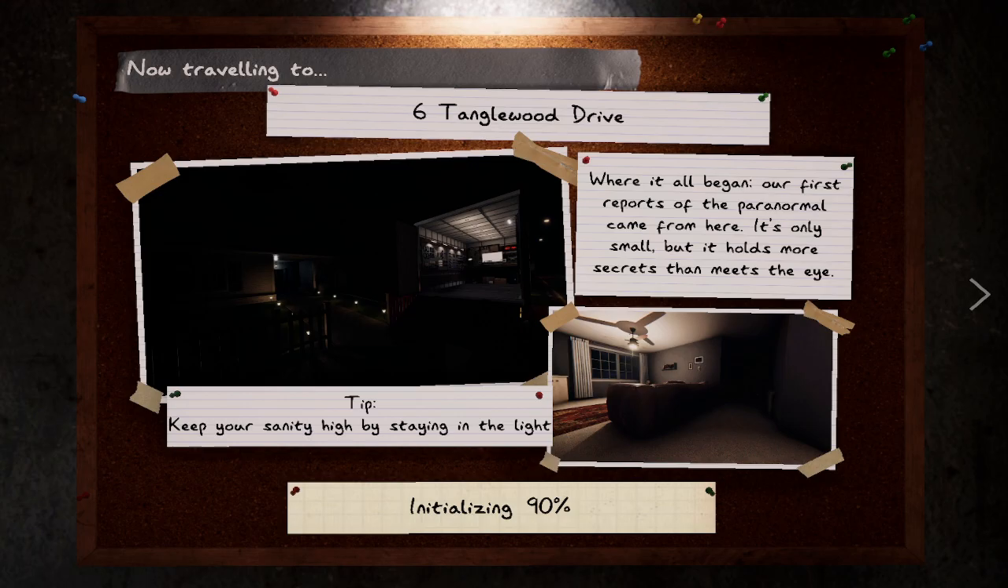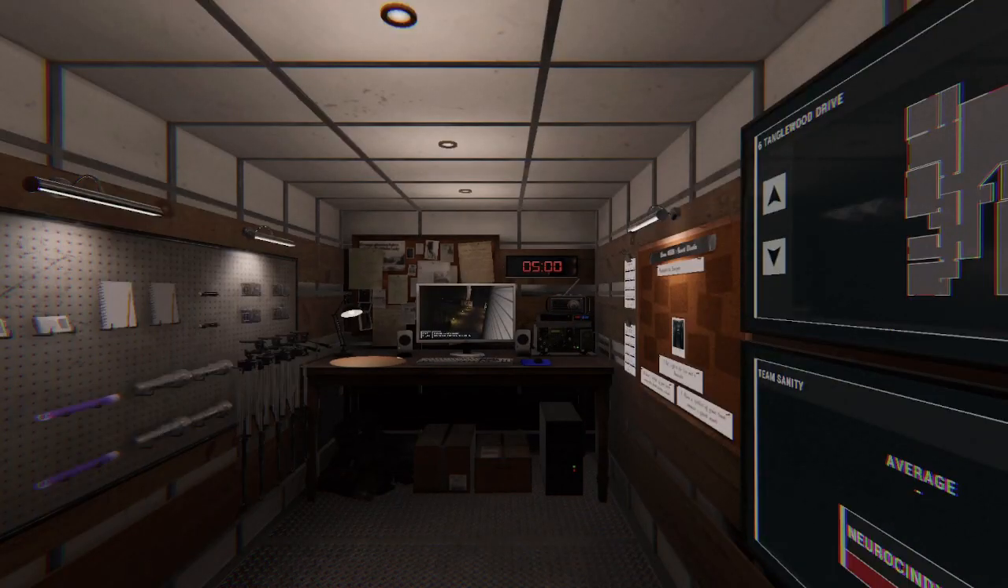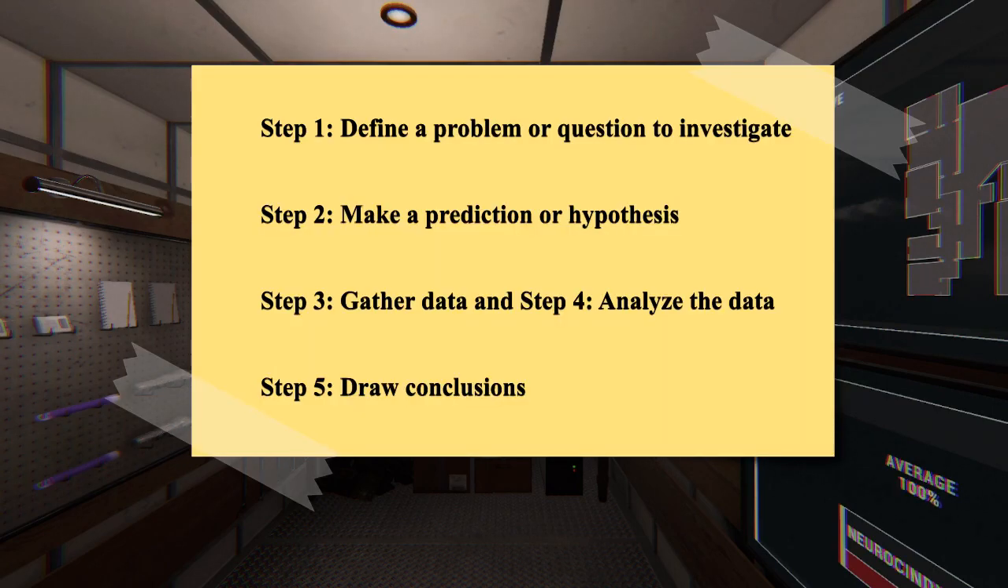If you've learned it in school, or if you haven't, there are 5 main steps to the scientific method. First, we need to define a question to investigate. Then we need to make predictions. Then we need to gather our data, analyze the data, and then we have to draw our conclusions.